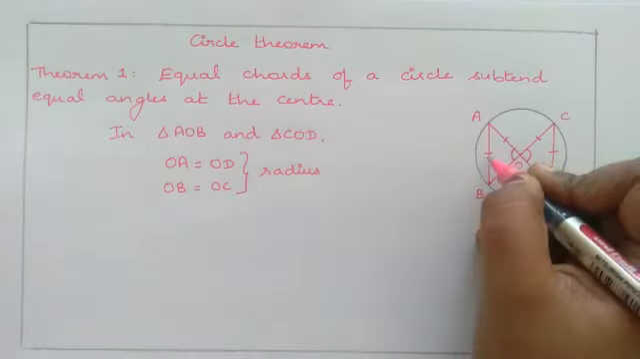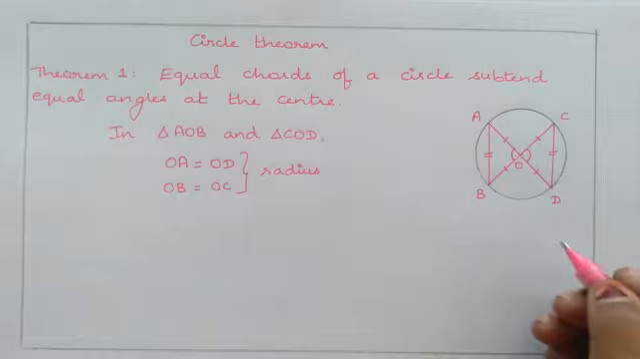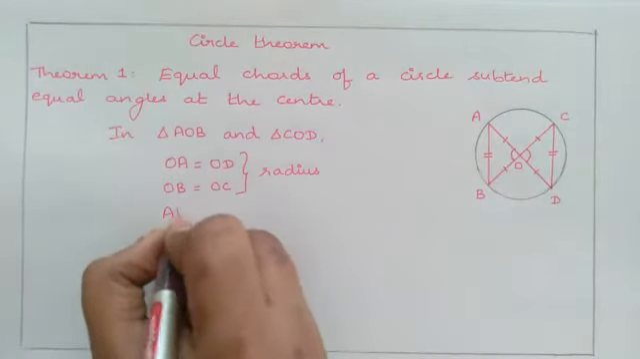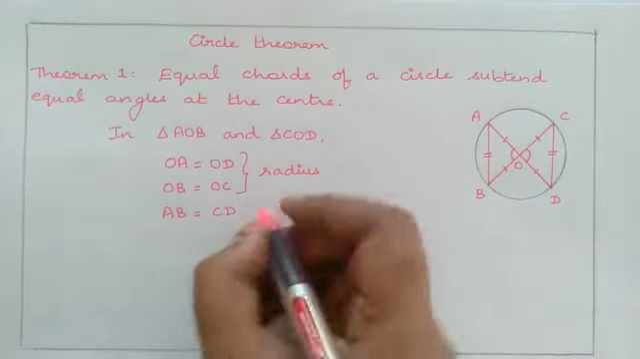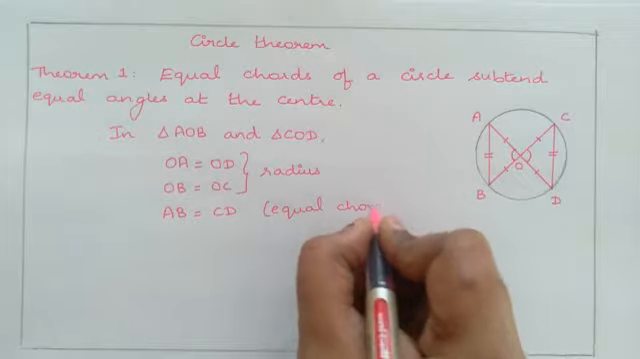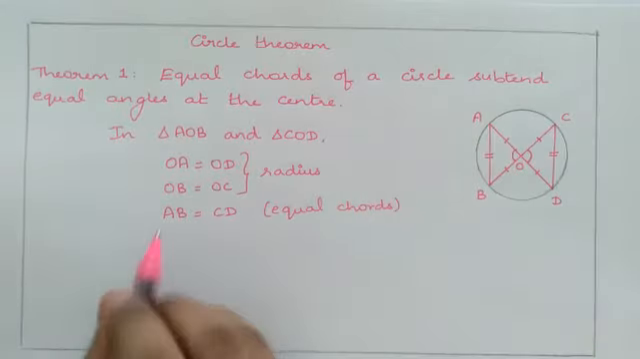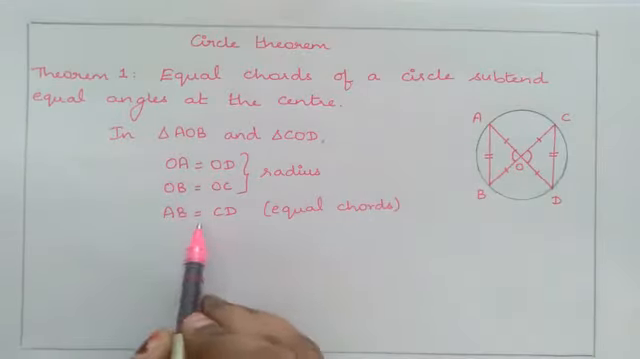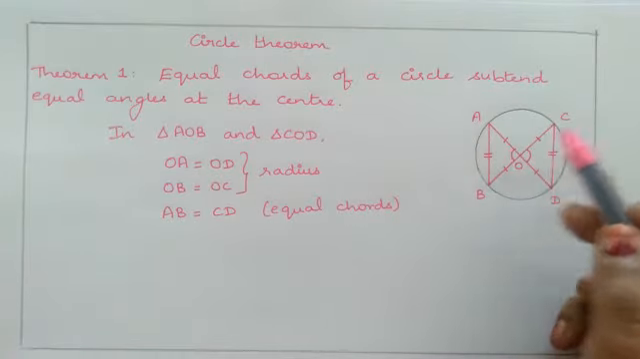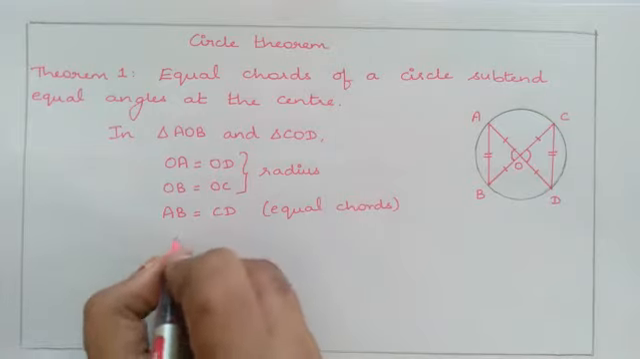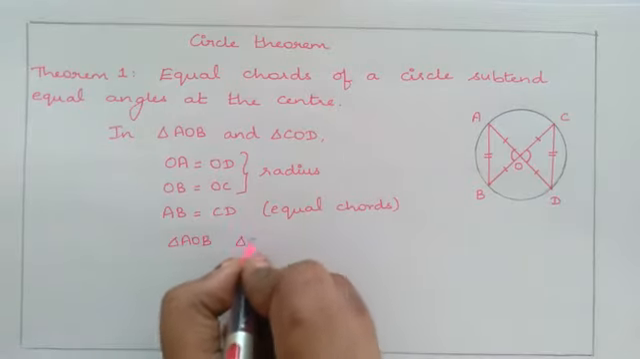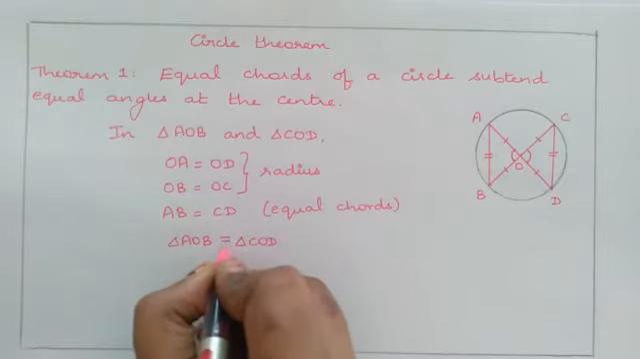Then we are given AB and CD are equal because they are equal chords. It is mentioned in the question. So, AB equal to CD because they are equal chords. So, now we have three sides of a triangle equal to the three sides of the next triangle. Therefore, the two triangles AOB and COD are congruent.